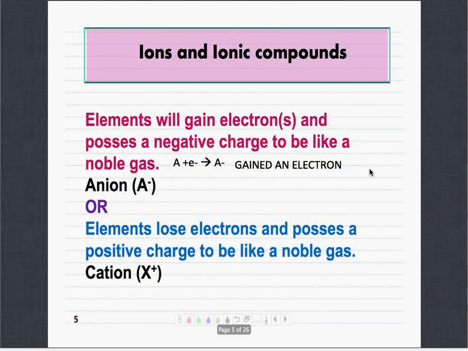Now, elements that lose one electron become X plus, and they are called cations.